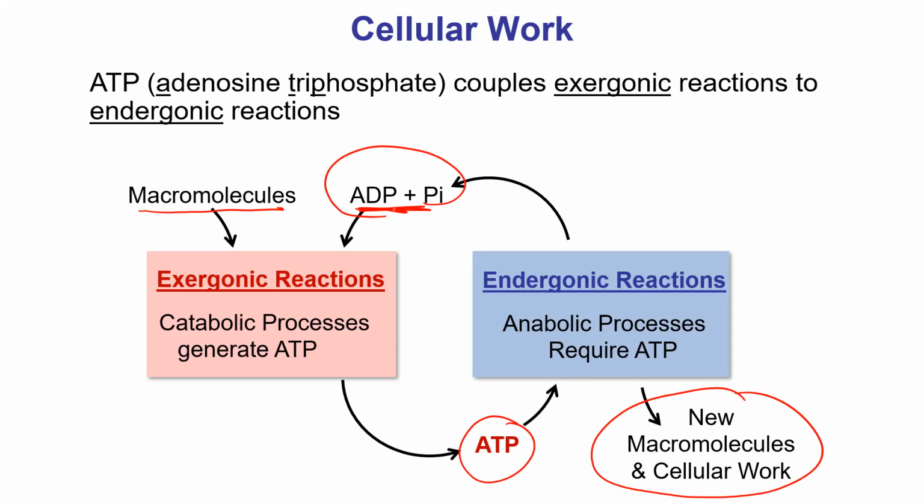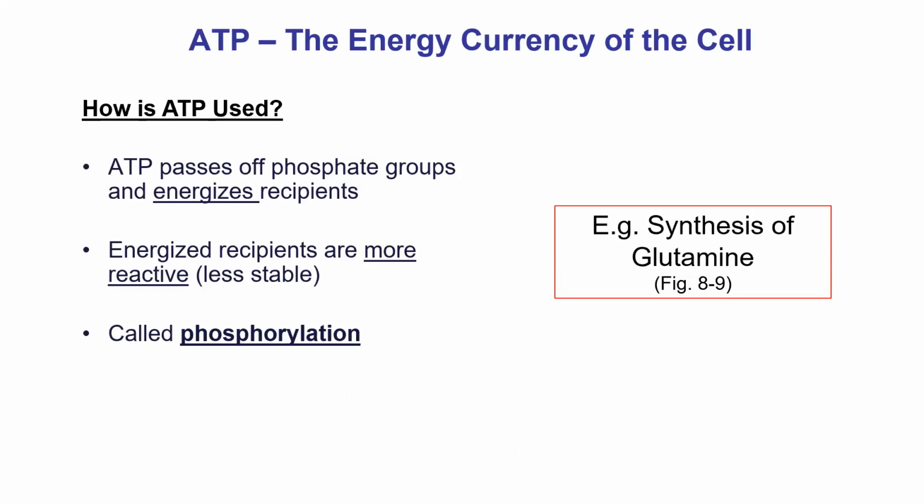Like I said, I want to show you an example of some cellular work here in a moment. You might want a piece of paper because I'm going to draw something here. I'm going to show you how the synthesis of glutamine works. It's an amino acid. You can see this is saying, how is the ATP used? The ATP passes off its phosphate groups. It energizes the recipient somehow, and the recipient molecules are more reactive. This whole process is called phosphorylation because you're putting a phosphate group on something. So let me show you an example.